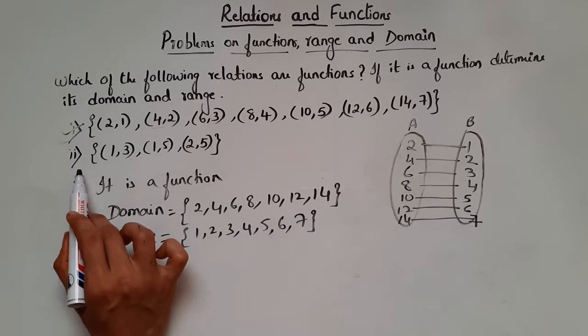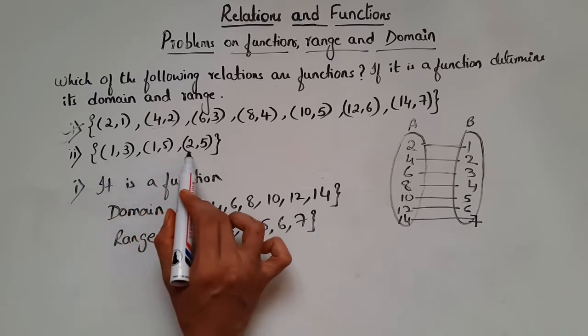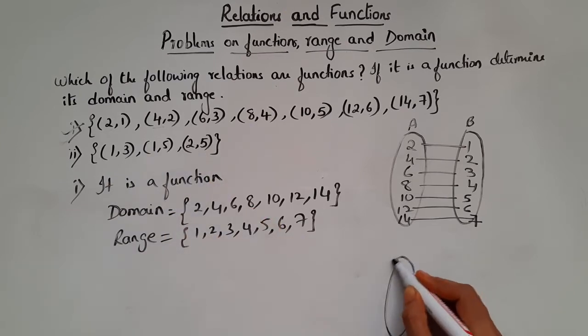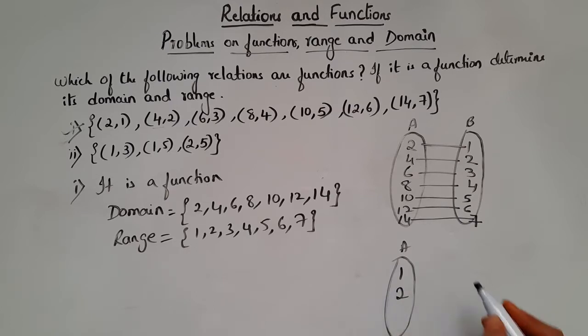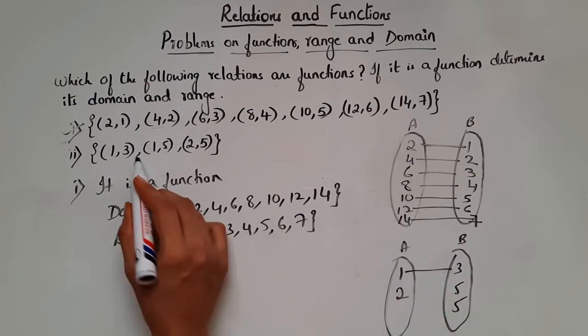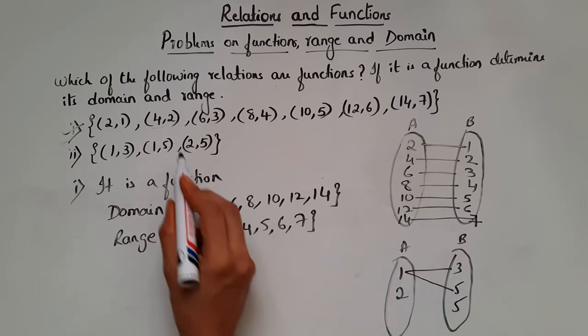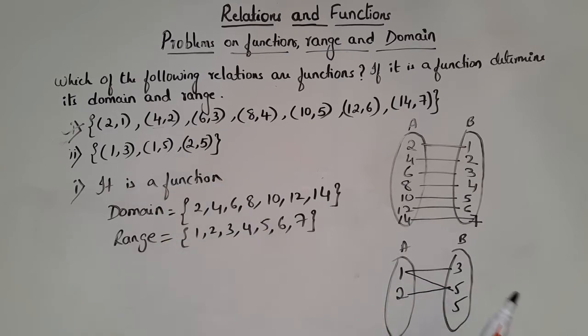Now let's move on to second relation. Here we have 1, 3, 1, 5, 2, 5. If you see, set A has got elements 1, 2 and in set B we have 3, 5 and 5, right? So 1 has got an image 3, 1 has also got image 5 and 2 has got image 5. So we know for a relation to be a function, every element of set A should have only one image. Here if you see, 1 has got image 3 and also 5. So this will not satisfy the condition of function. So second relation is not a function.